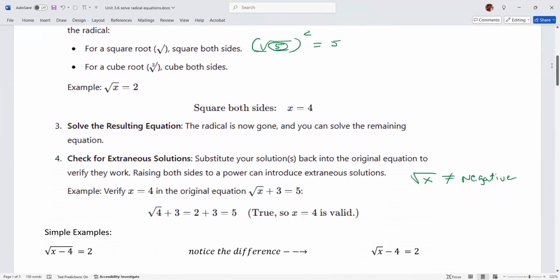So in this example, we had the square root of x was equal to 2. If I square both sides, square root of x squared is x, 2 squared is 4. There's my solution. Nothing really to solve in this one.